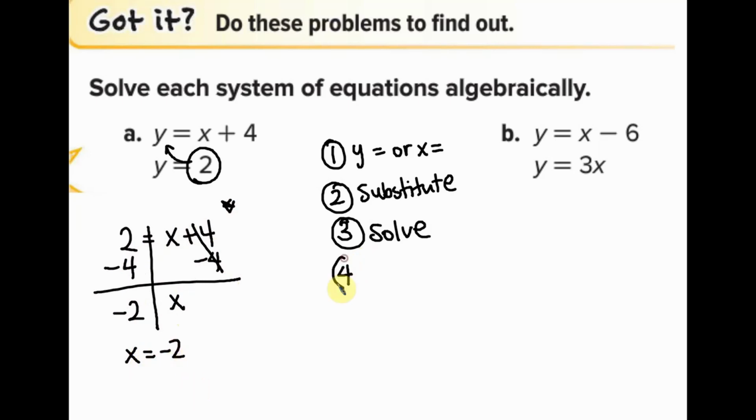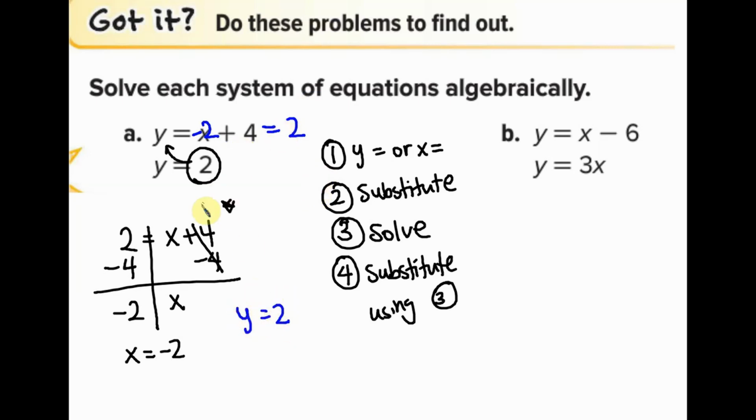Fourth step was for you to substitute from what you found on step 3. However, on this one, they already told you that y is equal to 2. So you could use it right away, or if you just want to plug back in, then if x was negative 2, y is equal to negative 2 plus 4, which will make you, again, just 2. So that's how I know y is equal to 2 either way.